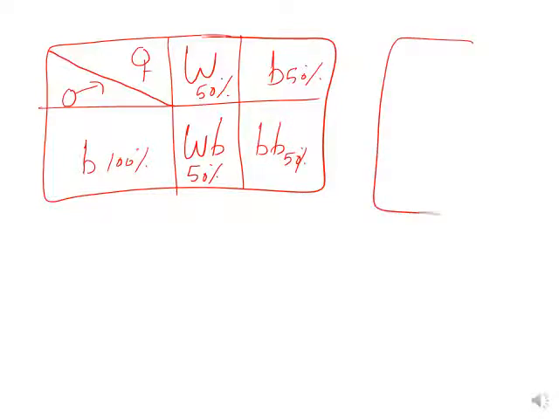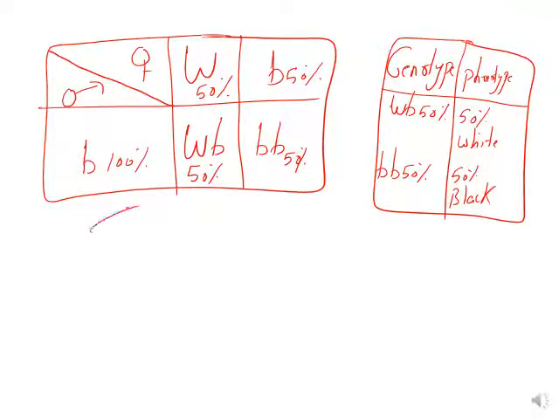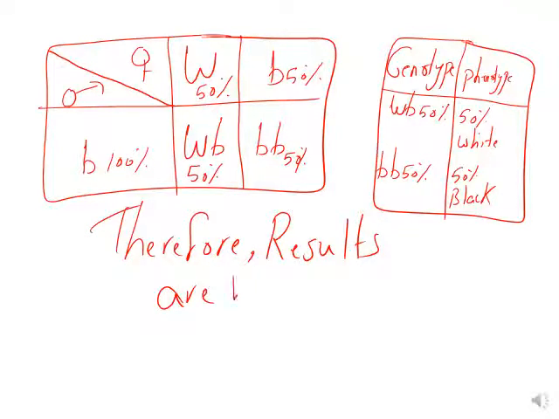So moving to the table of result, we have the genotype and the phenotype. Always pay attention: you have to write the table of cross and the table of result. So genotype WB 50% and BB 50%. So 50% are white and 50% are black rabbits. Therefore results are verified.